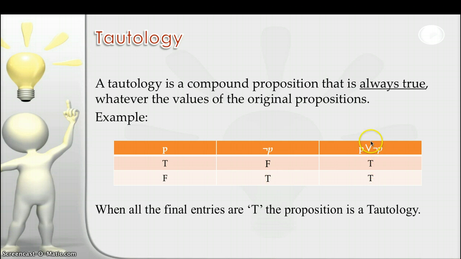This symbol refers to inclusive OR. So when you have a true or false situation, you get a true value. And when it's false or true, your compound statement is true. So in this case, all your final entries are true, so it's a tautology. This is the opposite of contradiction. This time, your compound proposition's value will always be true.